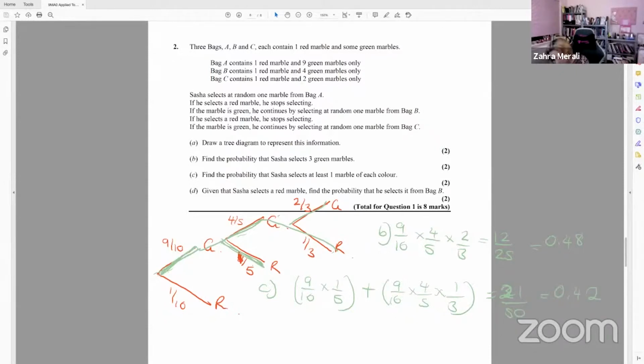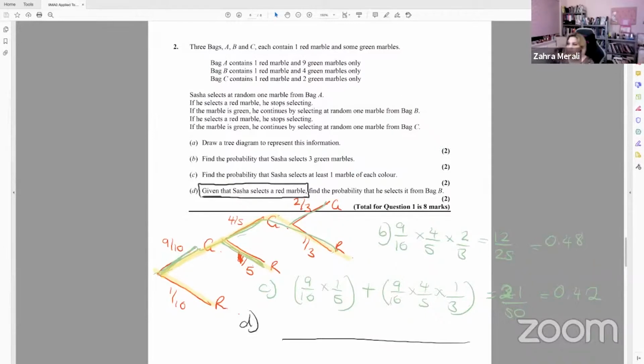Now it says given that she gets a red marble. So that means we only care if she gets a red marble, so it's only out of certain options. So in what cases does she get the red marble? Let's have a look. A red marble would be this option, or green and then red, or green, green, and then red. Okay? So the only way she doesn't get a red marble is if she selects 3 green marbles.